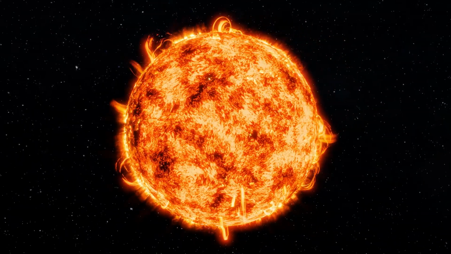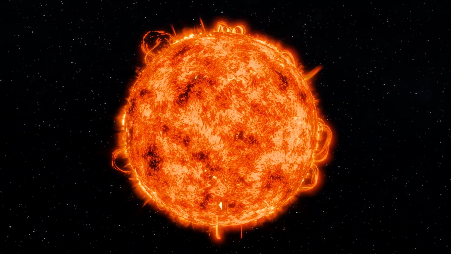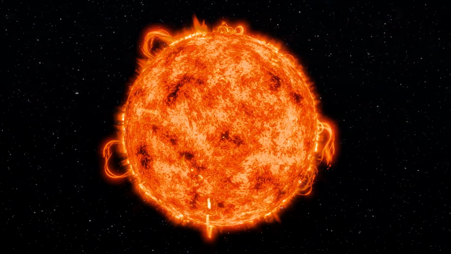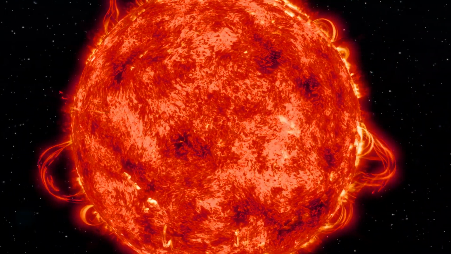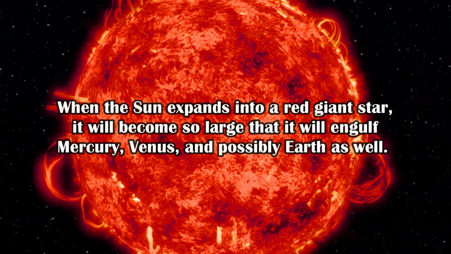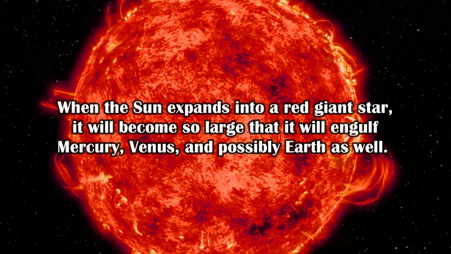This release of energy creates an outwards pressure that counteracts the constant contraction every star faces from the force of its own gravitational fields. As for the future of our Sun, like all stars, our Sun will eventually run out of energy. When it starts to die, the Sun will expand into a red giant star, becoming so large that it will engulf Mercury, Venus, and possibly Earth as well.